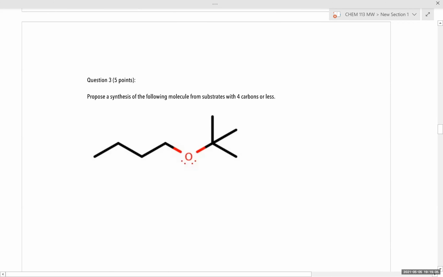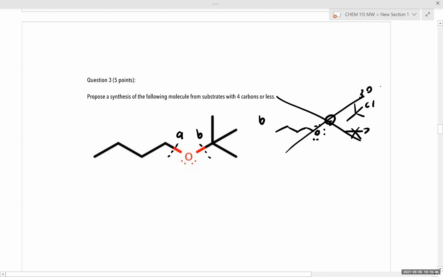In this case, we're asked to propose a synthesis of the following molecule. Now, there are two ways to break our carbon-oxygen bond if we wanted to prepare this compound via the Williamson ether synthesis. There are two options, A or B. For route B, if you try to use this butanol-derived nucleophile and you react it with tert-butyl chloride, you would not see an efficient reaction because this is a tertiary alkyl halide. So this route doesn't work.